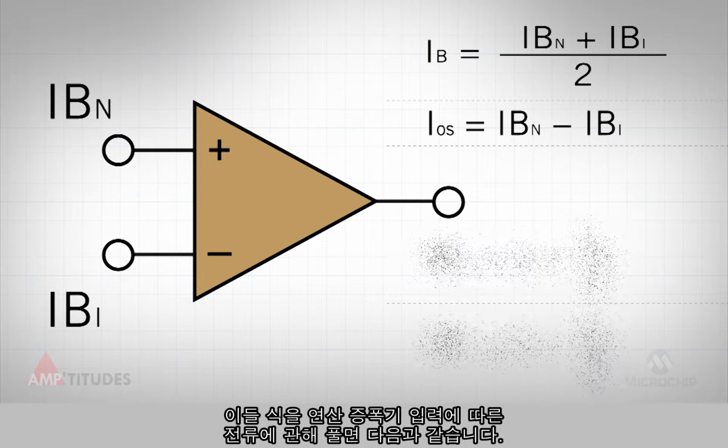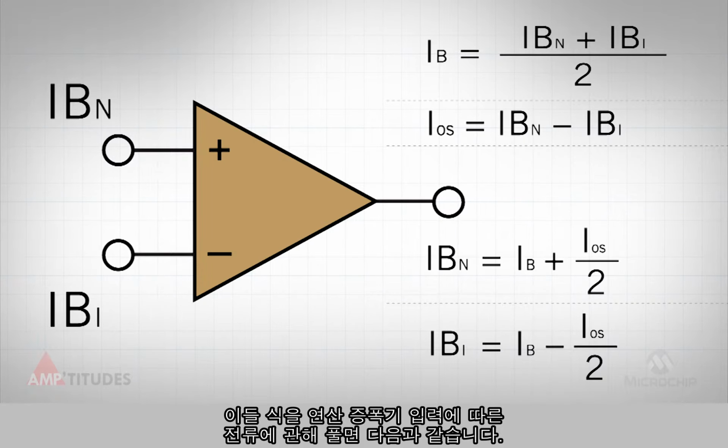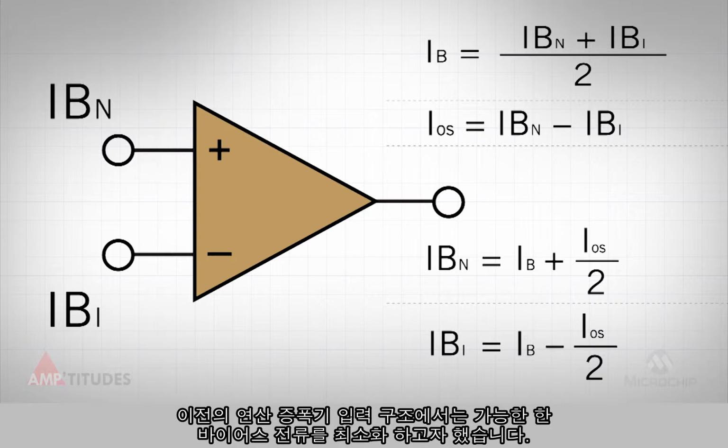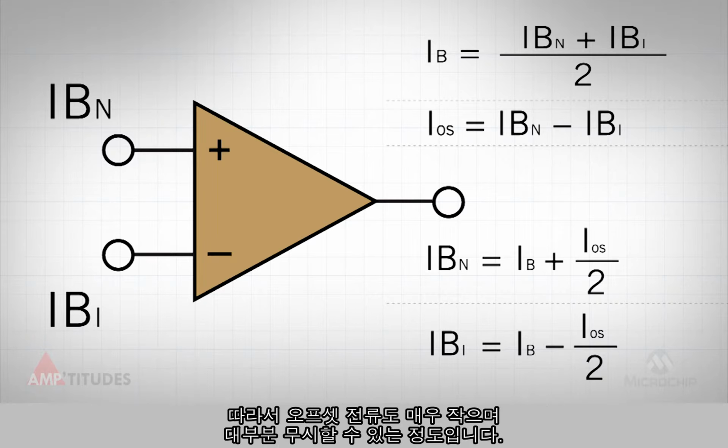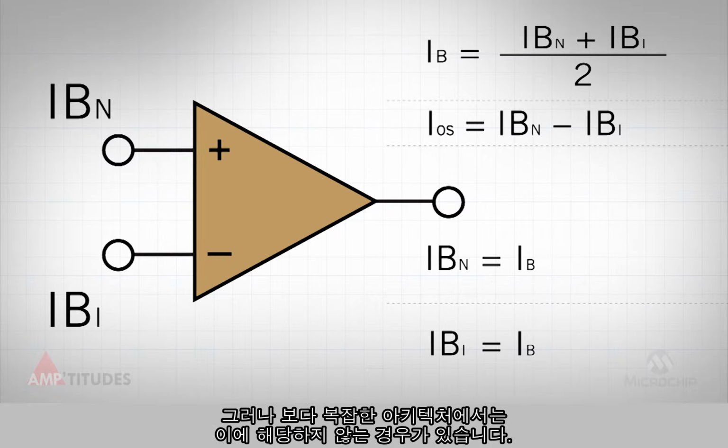Now let's rearrange these two equations in terms of the actual currents at the op-amp inputs. With traditional operational amplifier input structures, the inputs are closely matched in terms of bias current, so the offset is typically very small and hence can be ignored in most cases. However, for more complex architectures, this is not always the case.